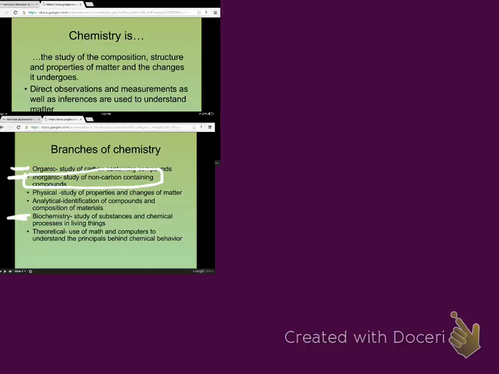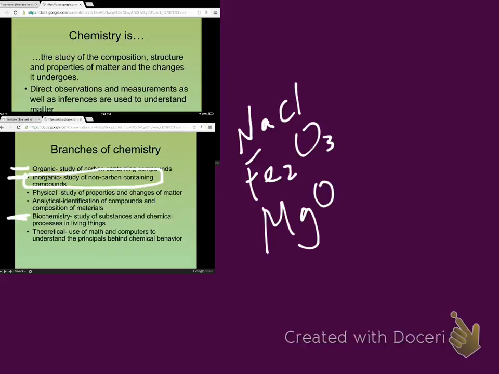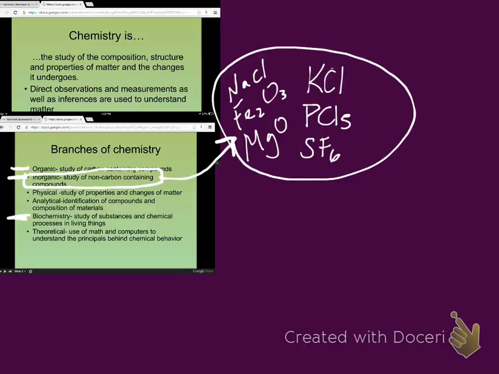Now, to contrast that, let's talk about organic. So, well, first let's draw a picture. Okay, so sodium chloride, iron oxide, magnesium oxide. What else could we throw in there? We could throw in there potassium chloride. We could throw in any of those. Those are all inorganic. What else could we throw in? Okay, so those guys are all the province of inorganic chemistry.